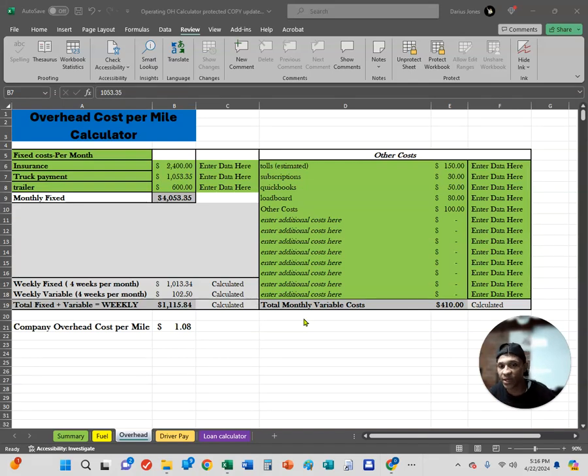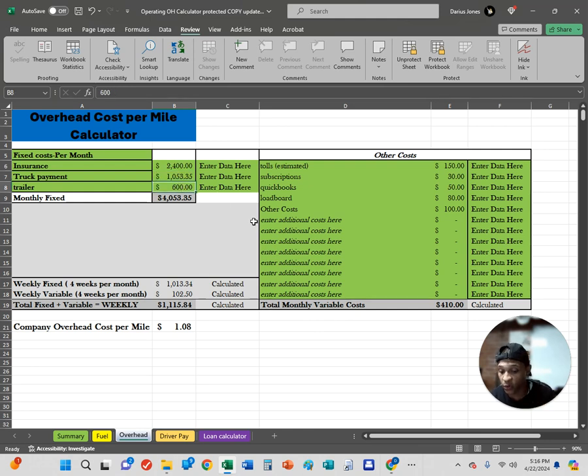Okay, so now let's look at your actual overhead. All right, now these are going to be your monthly costs, and let's start with your fixed costs. Your fixed costs are going to be your costs that don't change. So, as you saw on the previous slide, we calculated your equipment loan. So we have that payment right there.